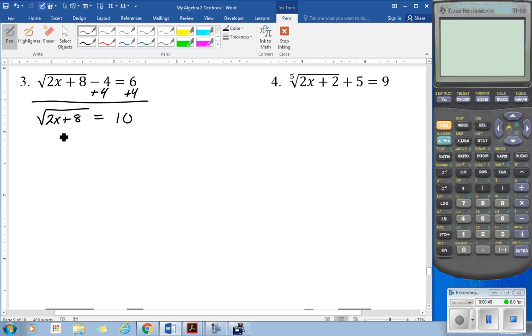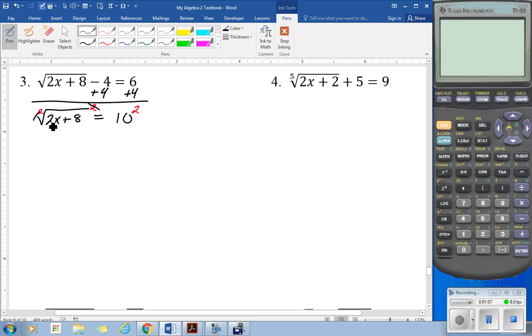Then it's time to address the root. Once we get it by itself, we need to raise both sides to the appropriate power. In this case, the appropriate power is to square both sides. So I'm going to raise both sides to the second power. We know that because the square root has a little index of 2 there. You just never write it. It's just assumed to be a 2, one of the few times in math where you assume a 2.